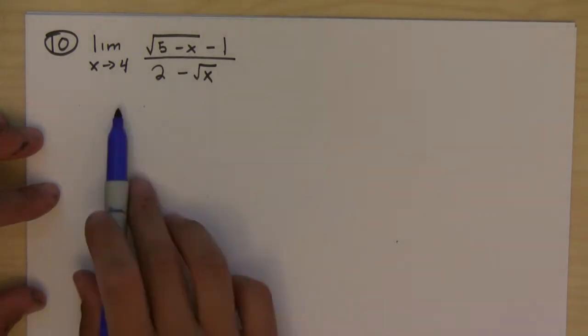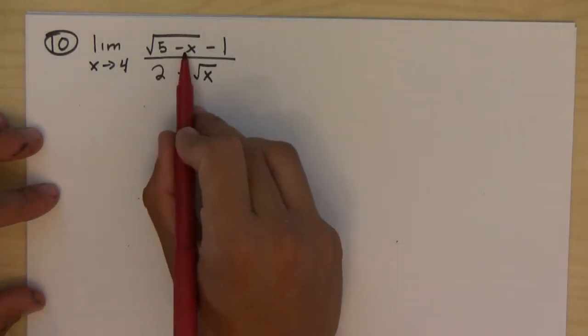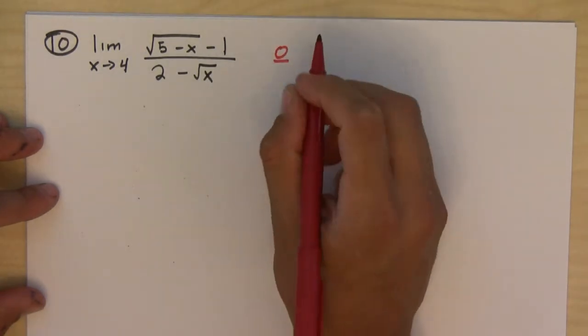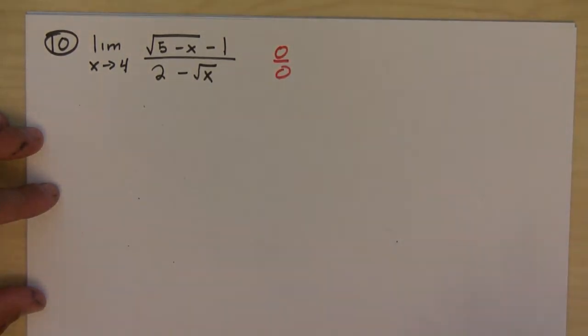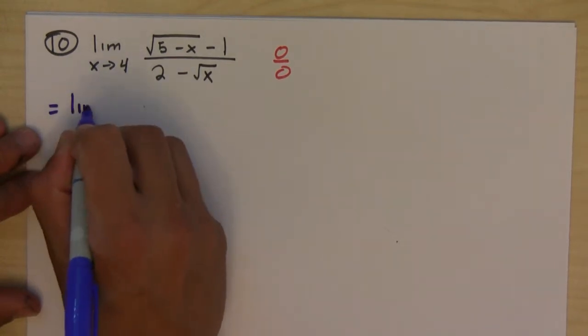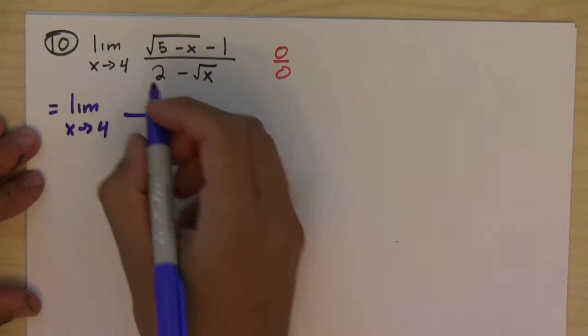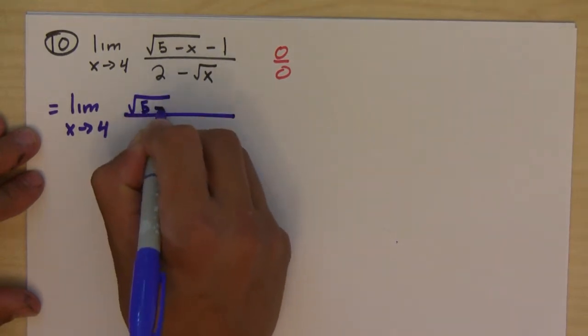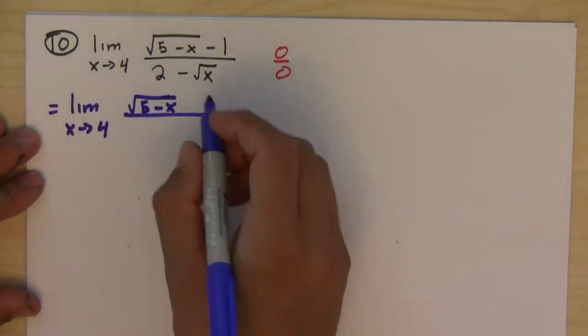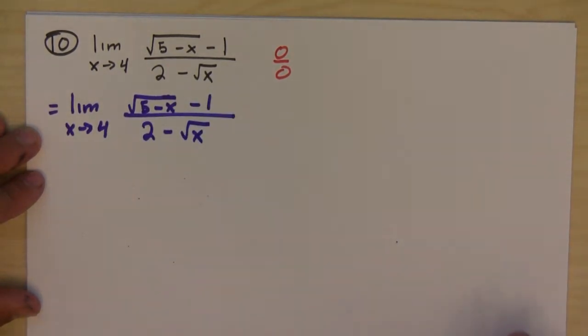Okay, so in this problem, let's see, if I plug in 4, I would get 0 over 0, and in this case it's not as obvious what to do, but let me just rewrite the problem down again. So square root of 5 minus x minus 1 over 2 minus square root of x.